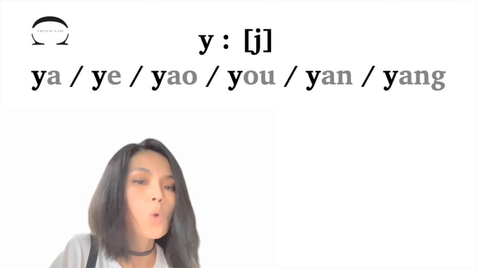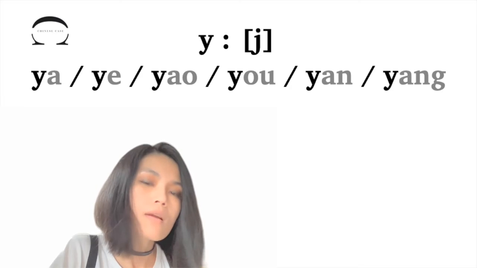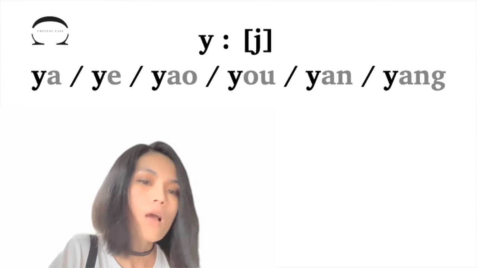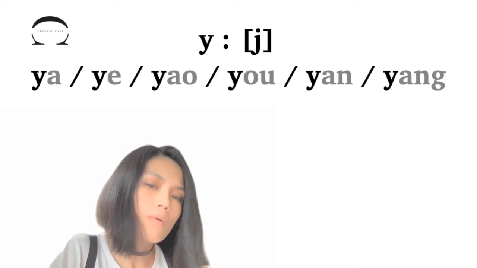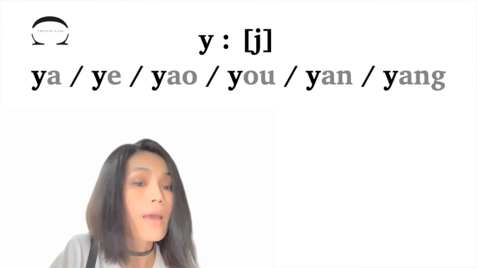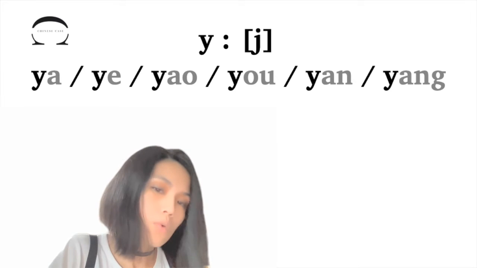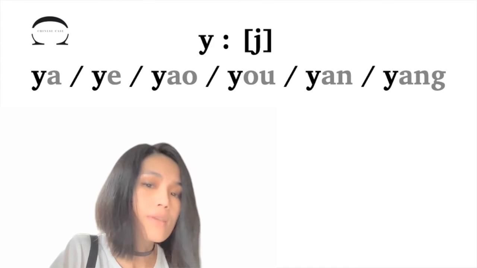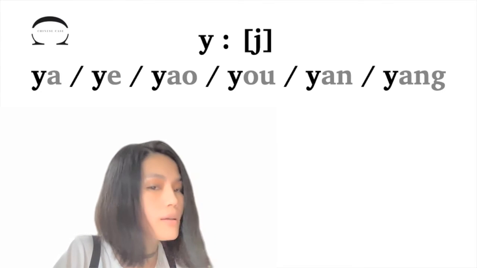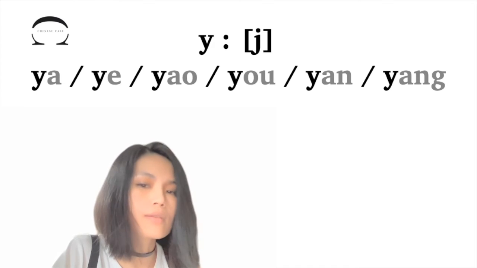Situation two, Y is pronounced as the semi-vowel y. All of these syllables are formed by changing the letter I to Y. And since the original I is pronounced as y in these syllables, naturally, the Y that replaces it is also pronounced as y.